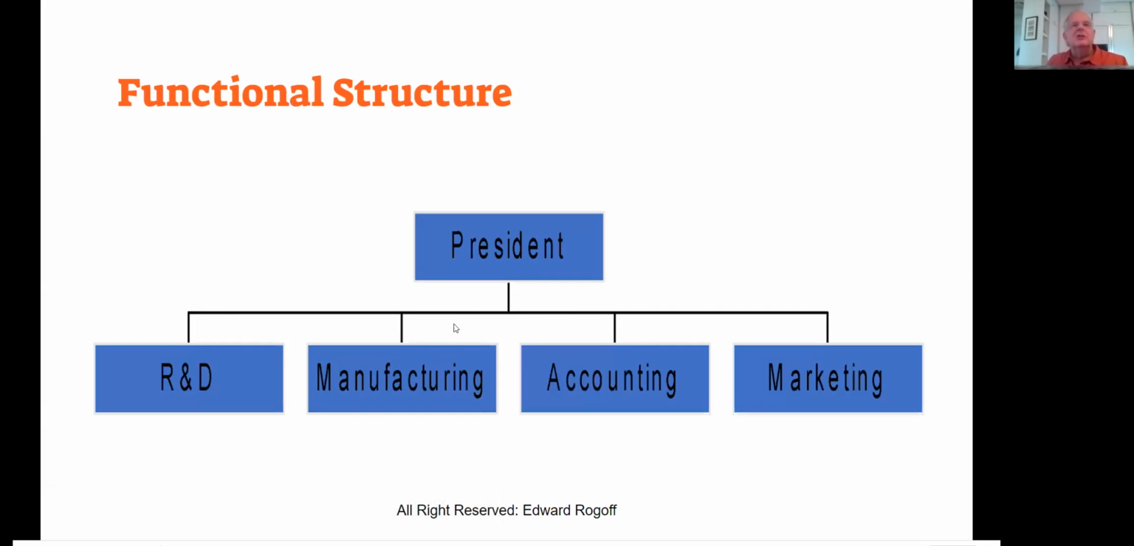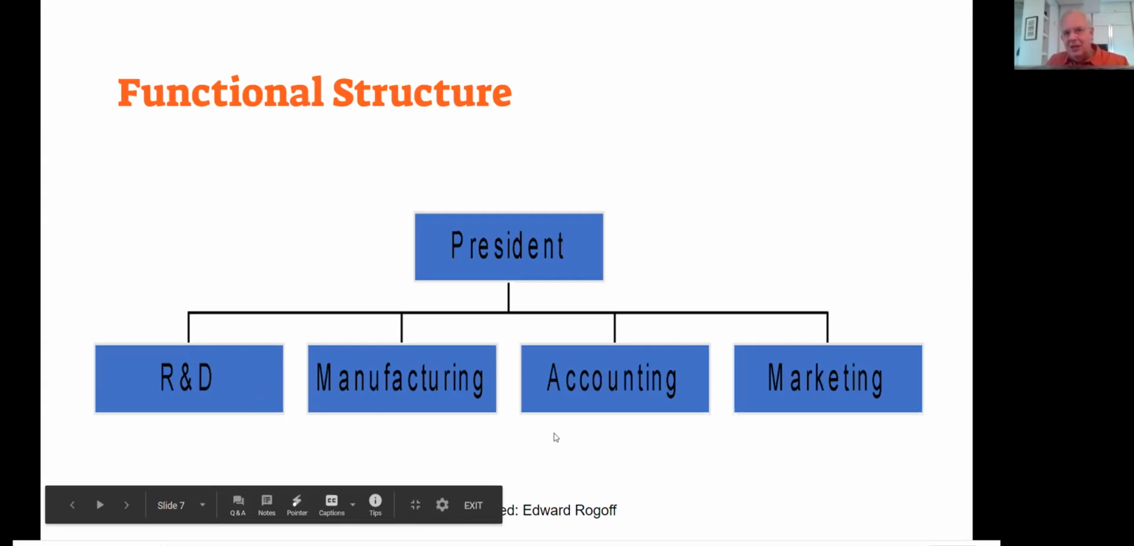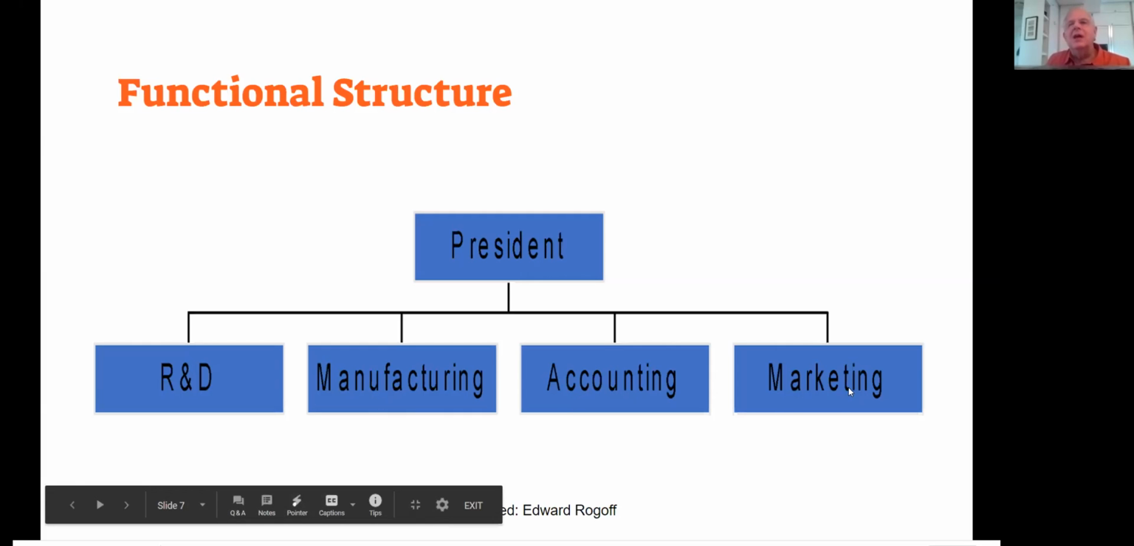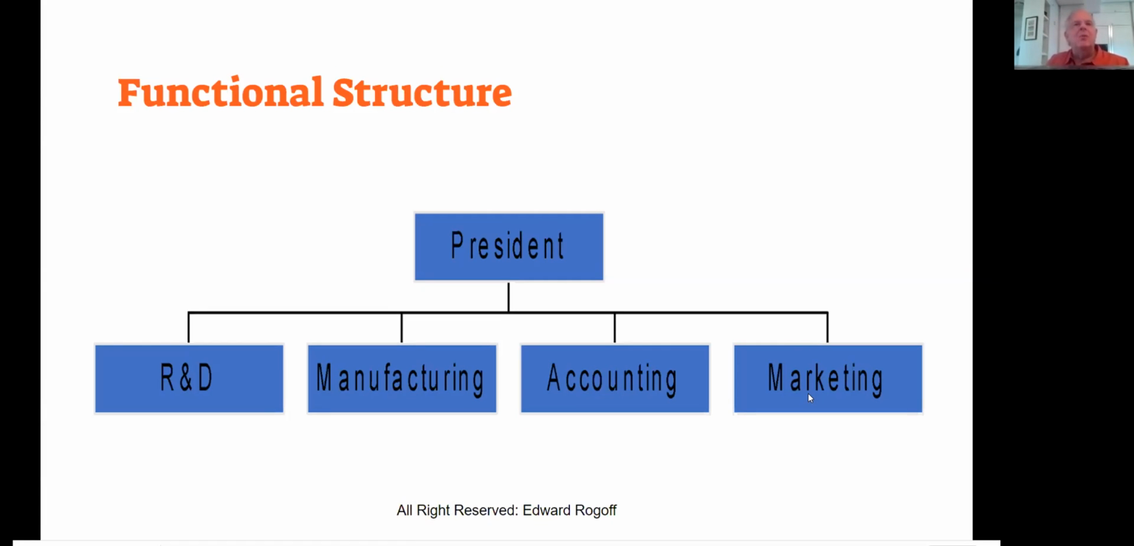Here's a functional structure. The structures are defined by the second level. So this is the first level, this is the president, and the second level, how this is organized, is how the term comes to be. So this is by function: research and development, manufacturing, accounting, and marketing. In a school context, this could be IT, classroom management, enrollment management, logistics. So you could organize it functionally that way.